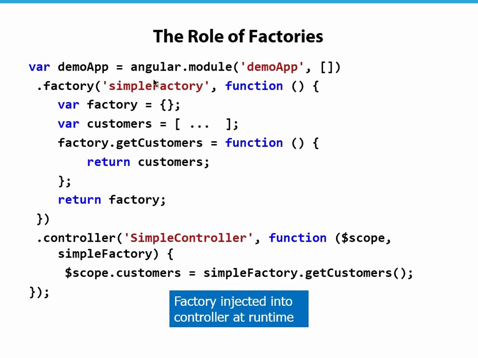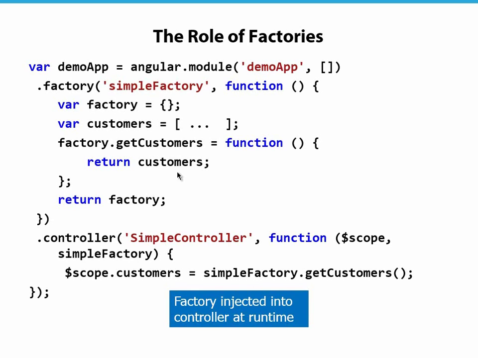So in this factory, we're going to give it a name, and what the factory is going to do in this case is provide a way to get customers. So let's assume we have some customers variable up here, and what we want to do is create a factory object, define a method on it that returns this customer variable. Now, in a real-life app, this getCustomers might actually go out and make an async call. And then that async call data returns, and then returns it to the controller or controllers that need it.